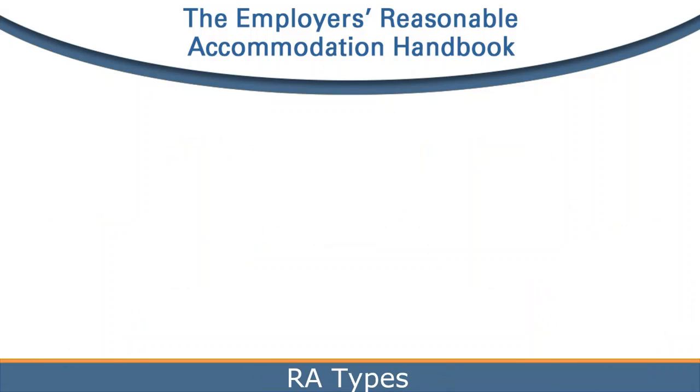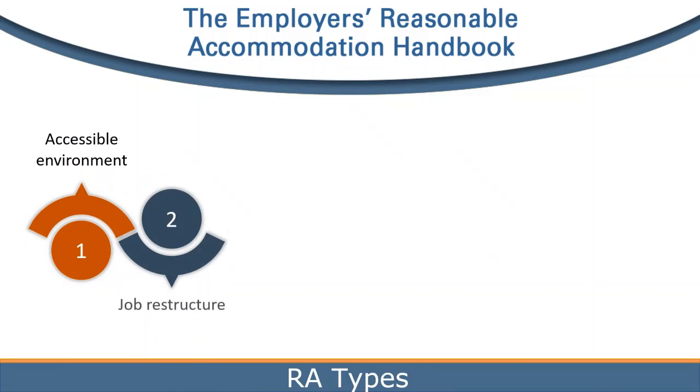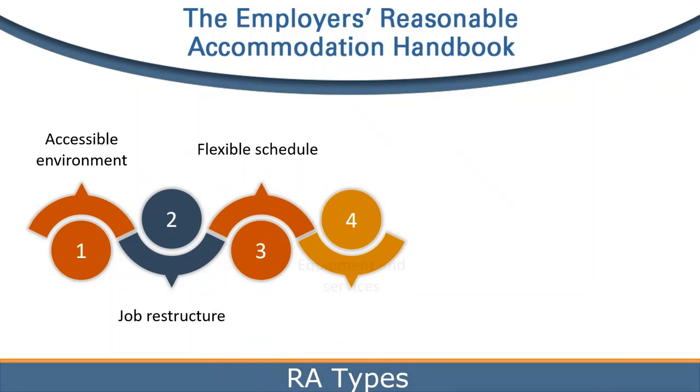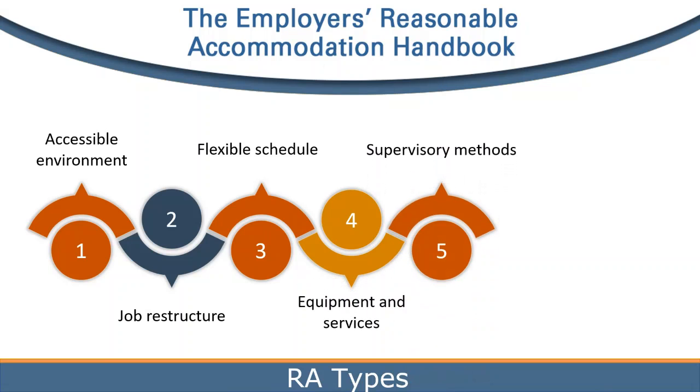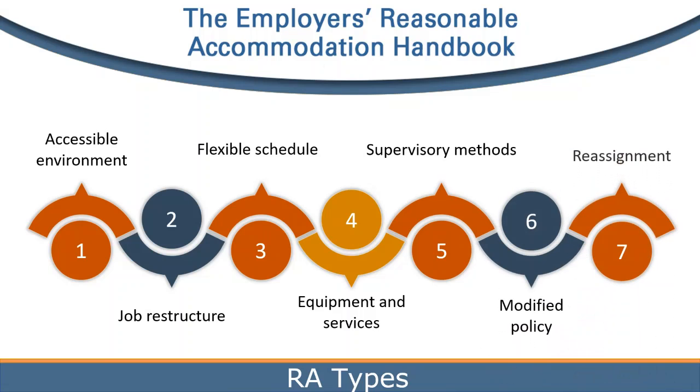Yes, accommodations are organized into these types: making the work environment accessible, restructuring a job, permitting a flexible schedule, providing or altering equipment and services, altering supervisory methods, modifying policies, and providing reassignment. Julie, let's go through some examples of accommodations that fit within each category. Why don't you share examples for people with hearing disabilities, and I'll share examples for people with vision disabilities.